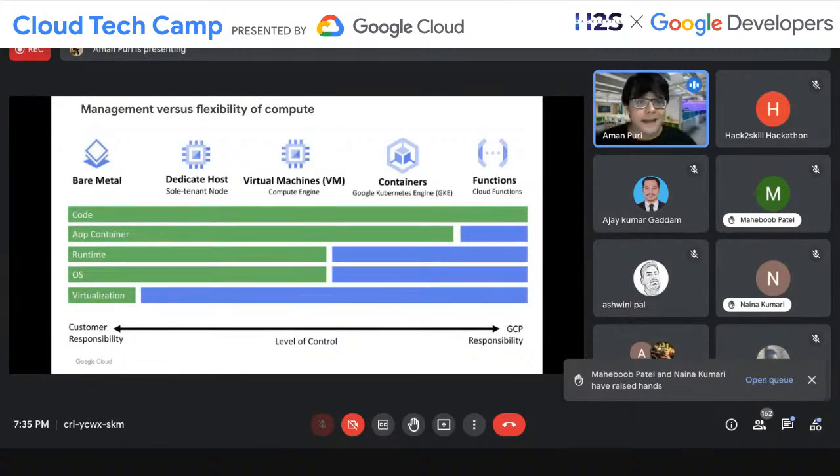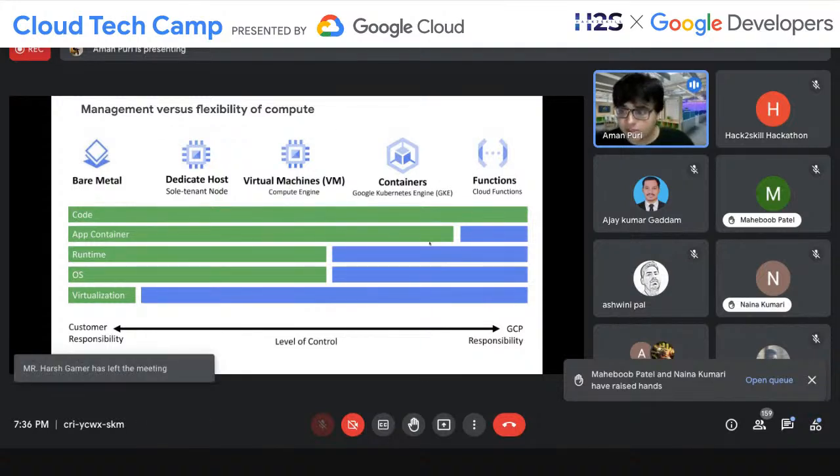So when you talk about management versus flexibility of compute, I think you will have a little more clarity on this, since we just talked about the shared responsibility model. It's somewhat similar to that. Here we see how the flexibility of compute works. You can see the whole code level responsibility will be there in all of these services. From bare metal to functions, you have the full code responsibility.